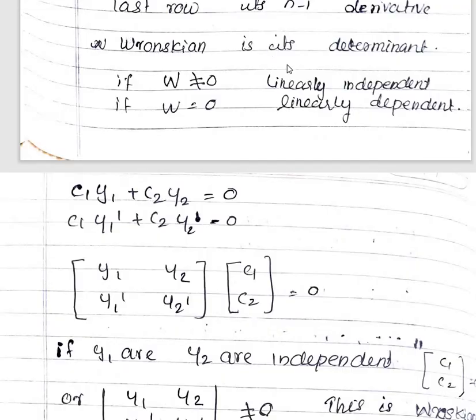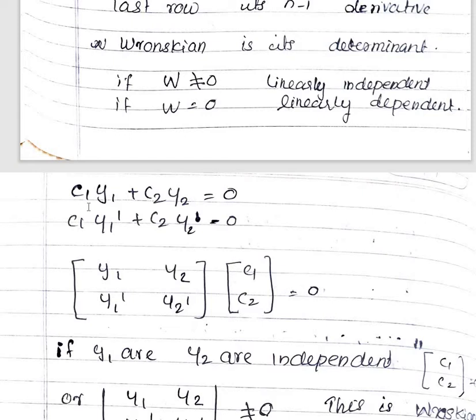If the Wronskian is a determinant, and W is not equal to 0, that is, the determinant of the matrix is not equal to 0, then it is a set of linearly independent functions. If the Wronskian is equal to 0, it is linearly dependent. If the functions or the solutions are linearly dependent, then the Wronskian should be equal to 0. If they are independent, the Wronskian should not equal 0.